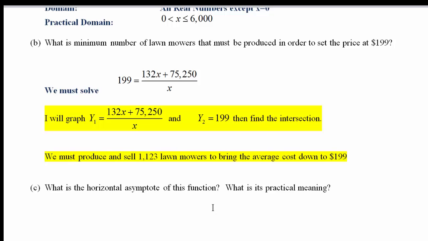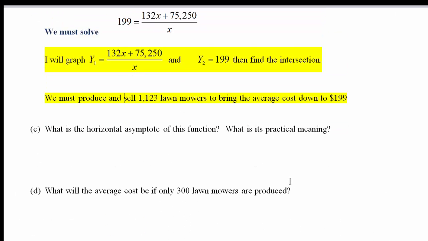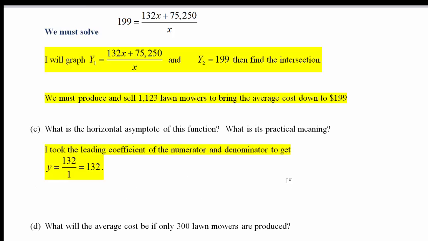Question C, what's the horizontal asymptote of this function, and what's the practical meaning? What I did was I took the leading coefficient. Remember, if the power on the numerator and the power on the denominator, the exponent, are the same, if we're of the same order, this is x to the 1 and x to the 1, the degree is the same on the numerator and the denominator. We can take the leading coefficients and divide them. So 132 and 1 are my leading coefficients, the number in front of the variable. So I get y equals 132.